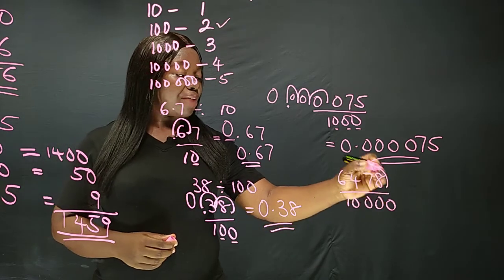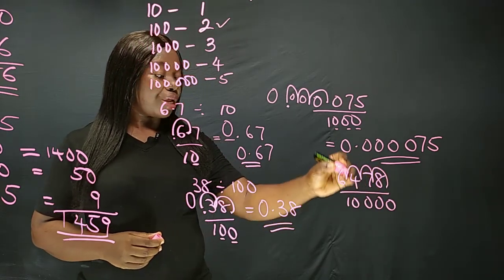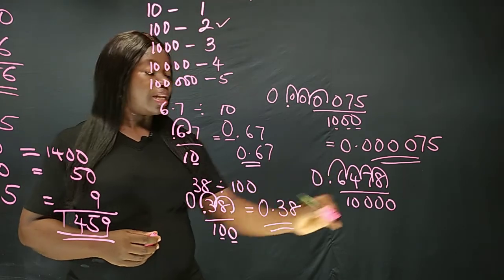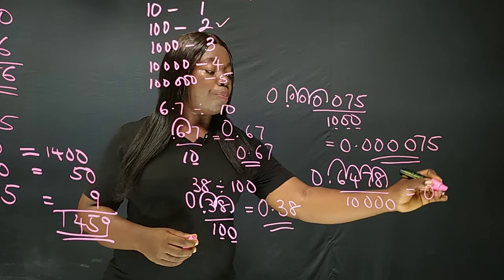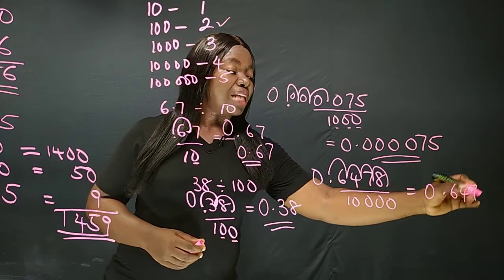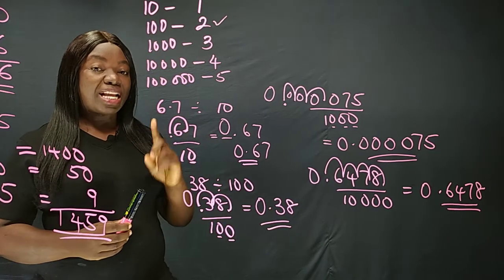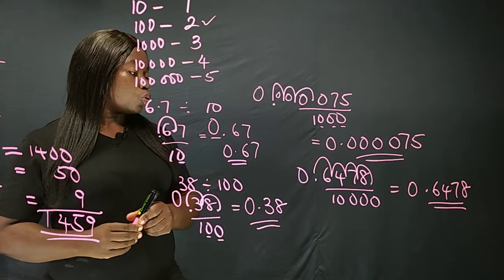So we count to the left. 1, 2, 3, 4. The decimal point comes here. Then you have 0 on the left, which is equal to 0.6478. But I won't allow you to go, but please, I'll give you one more example to make you happy.